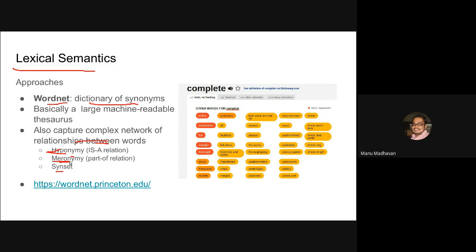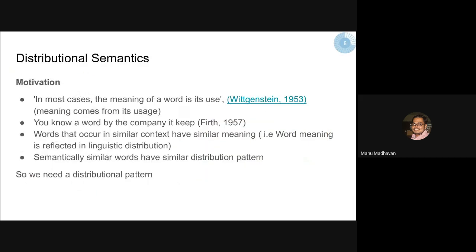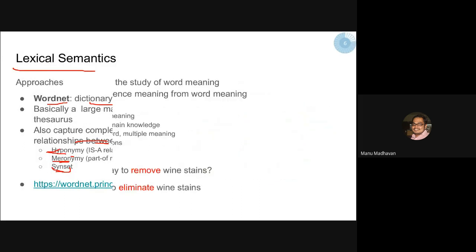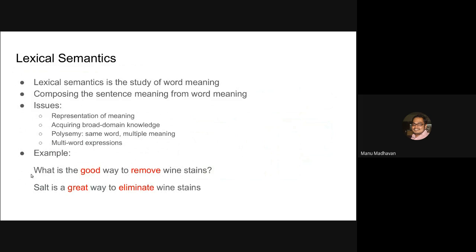Meronymy means a part-of relation. Say, wheels are part of a vehicle, a car, or a door is part of a car. So that kind of meronymy relation. Also synset, a set of similar words, synonyms. For example, for complete, you can get a list of synonymous words. By clicking this link, you will get the official WordNet website. But it has the problems we mentioned in the previous slide. It is very difficult to compute this kind of complex relations and to represent the meaning.